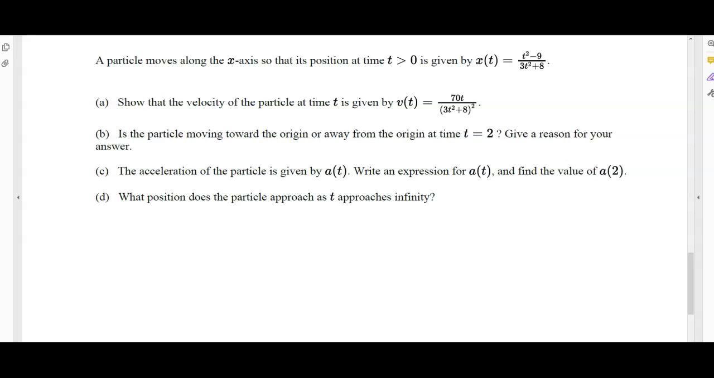Let's go ahead and move on to our last question for the day, part D. What position does the particle approach as t approaches infinity? So you guys see this word approach? That means we're talking about limits. And what we're approaching is, well, it's not x, my bad, it's t. We're talking about as t is approaching infinity. So what are we taking the limit of? Position. So I'm going to put my position function here.